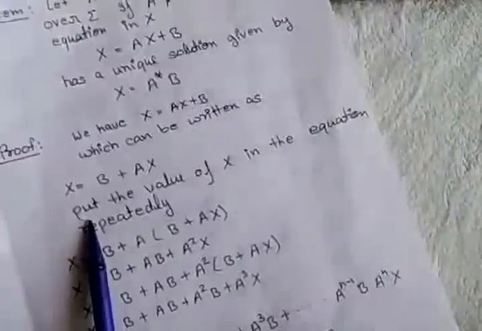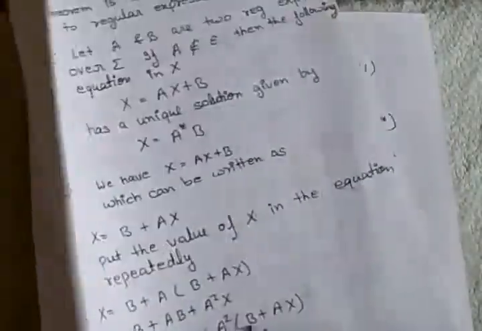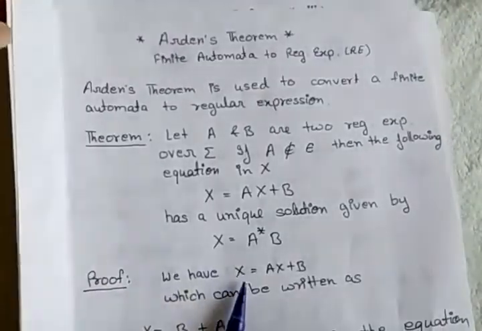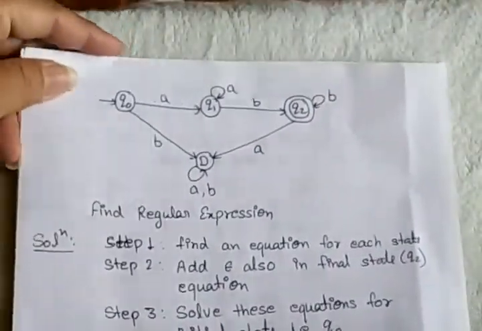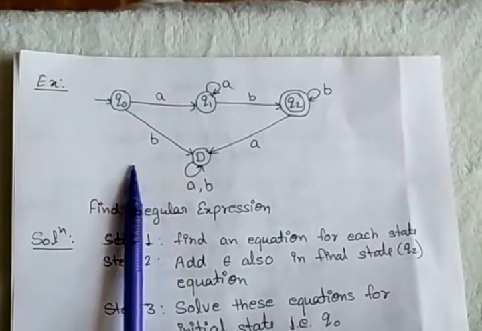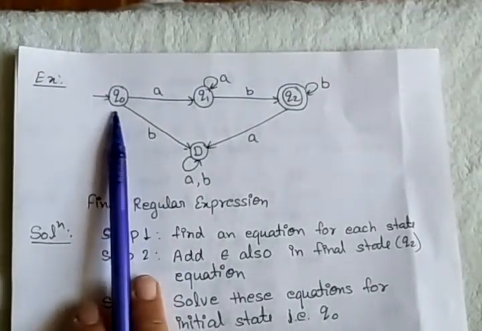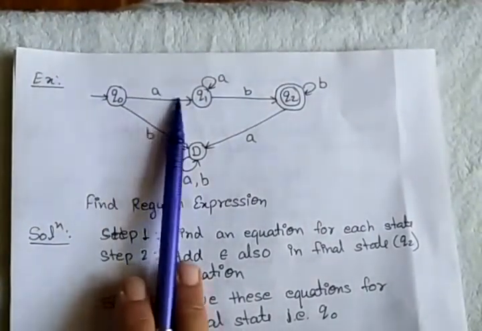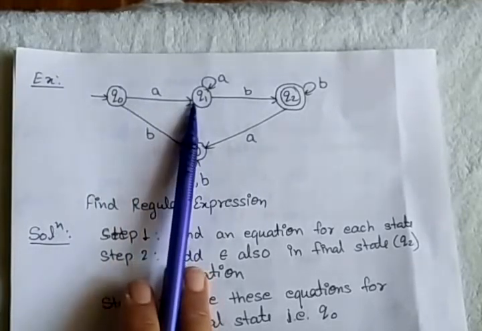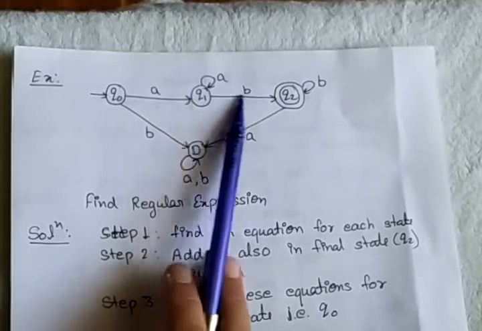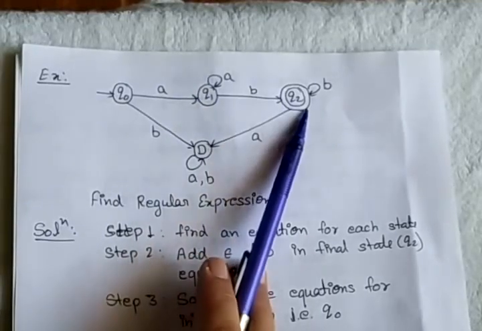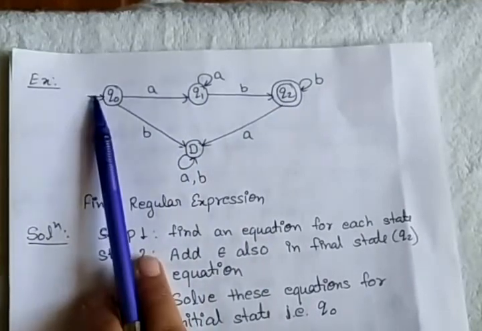Now let's see some examples of Arden's theorem in which we are given some automata and we need to find out the regular expression. First of all, let's see this example. This is Q0. After reading A, we go to Q1. Here we can read any number of A's. After reading B, we go to Q2. Here Q2 is the final state and Q0 is the initial state.